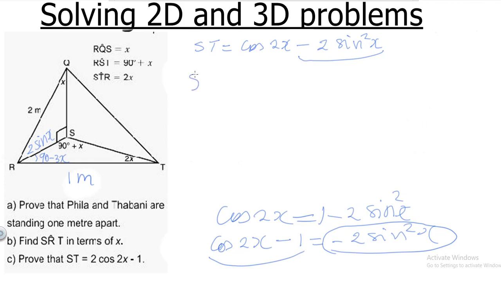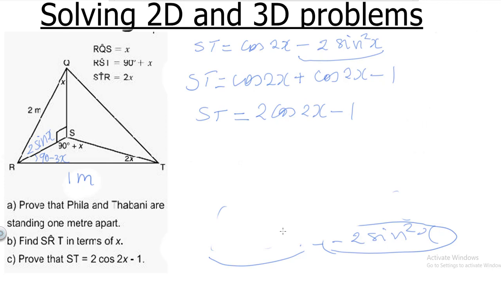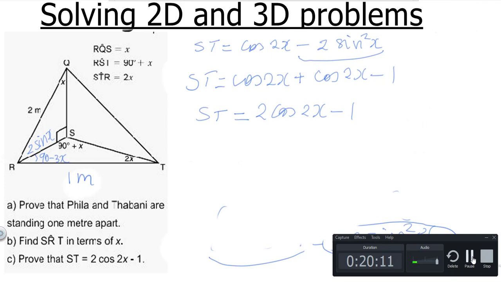So we have st equal to cos 2x plus, because we take the negative here, cos 2x minus 1. So st equal to 2 cos 2x minus 1. So we are done with this question. We proved it. Now let's move to the next question. Let me just try to pause, but we'll come back now.